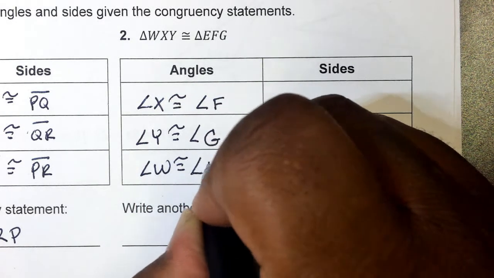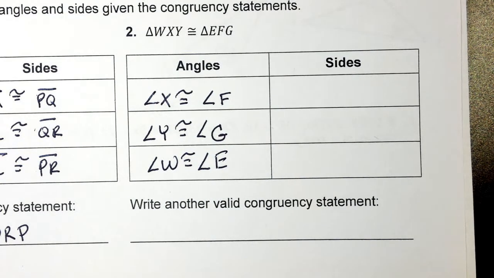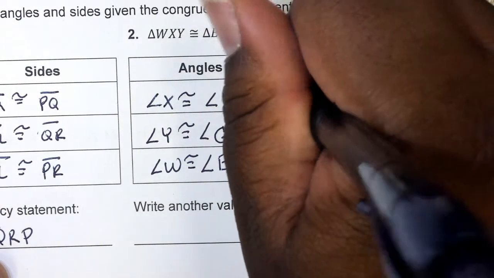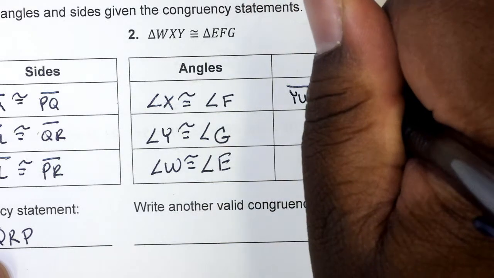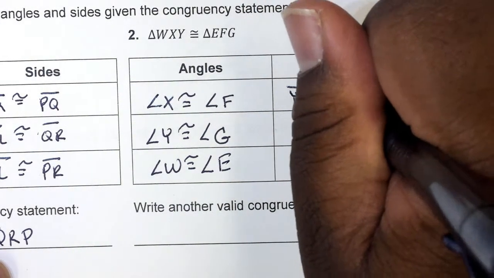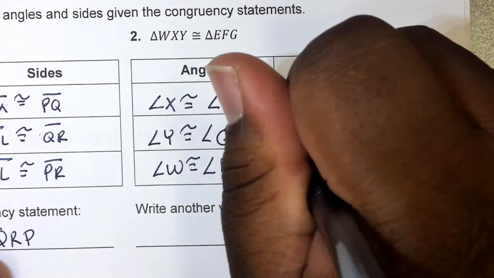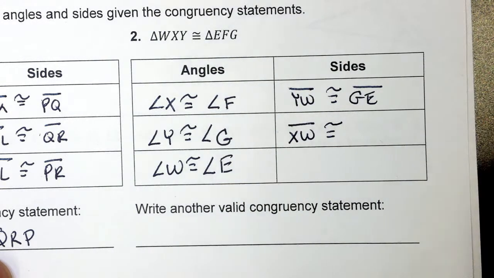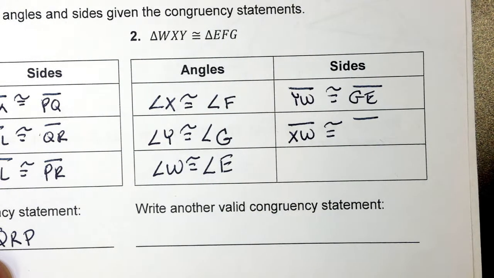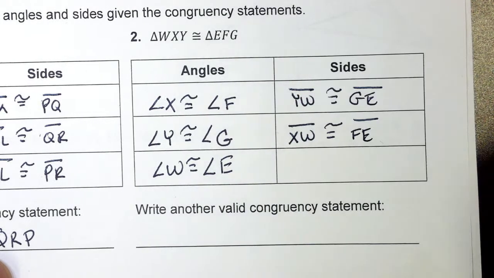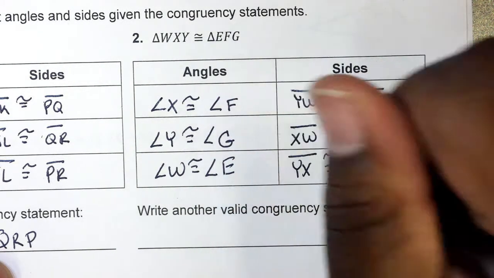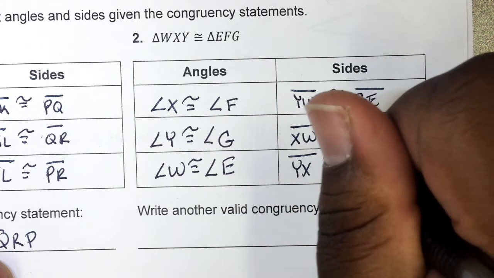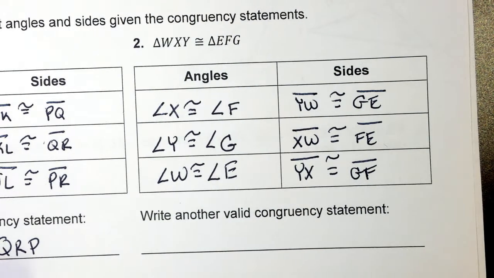Angle what? Assuming you said E. Yeah, angle E. Aiden, segment or side YW will be congruent to what? GE. Reese, XW will be congruent. FE, good. Maybe a YX will be congruent. GF, thank you.